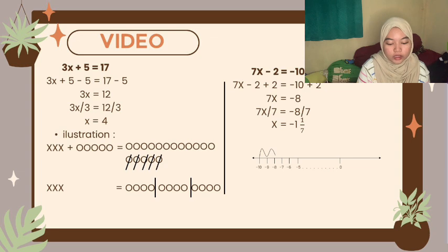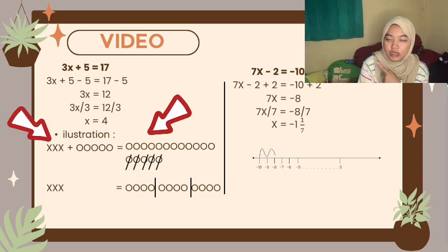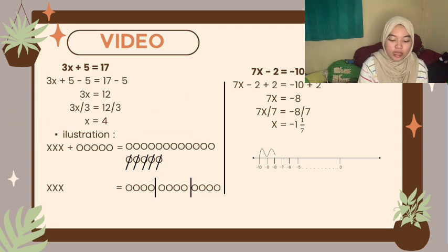3x plus 5 equals 17. 3x plus 5 minus 5 equals 17 minus 5. 3x equals 12. 3x over 3 equals 12 over 3. x equals 4. An illustration can be seen in the picture on the screen.